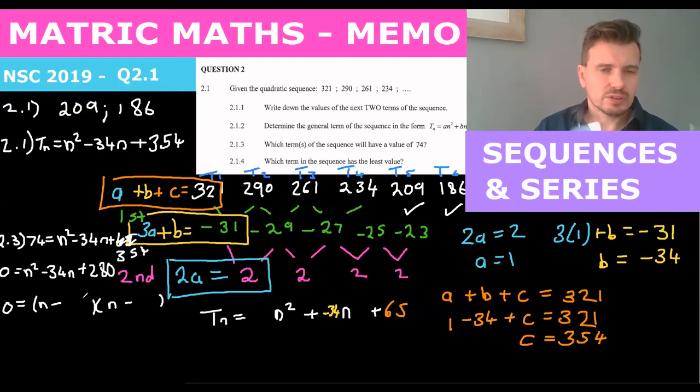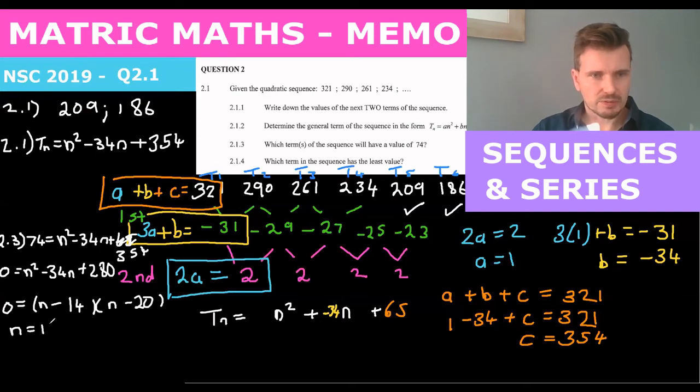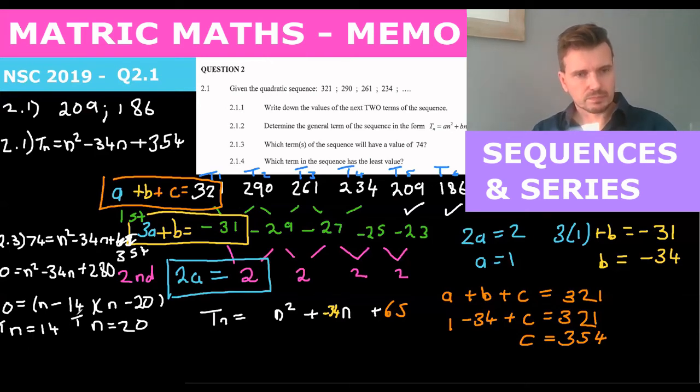Okay, so let's have a look. 280, what are the factors of 280? I could look at 14 and 20. And let's check. And that would work. Yeah, 14 and 20. Okay, so it's minus 14 minus 20. And so the terms would be n equals 14 and n equals 20. I can just say 20 and 14.